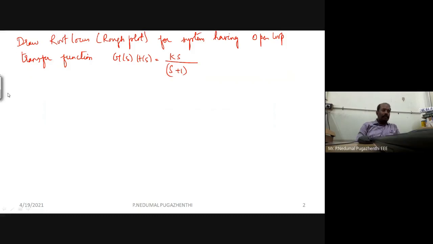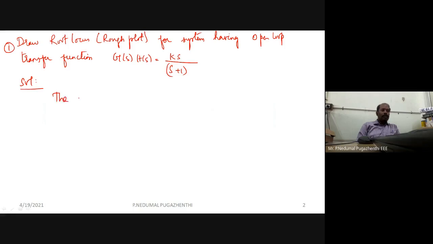So let us take this first problem. Draw a root locus plot. It is going to be a rough plot for the system having the open loop transfer function K s by s plus 1. So we start with the solution.